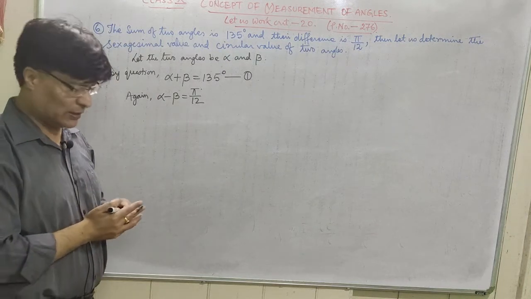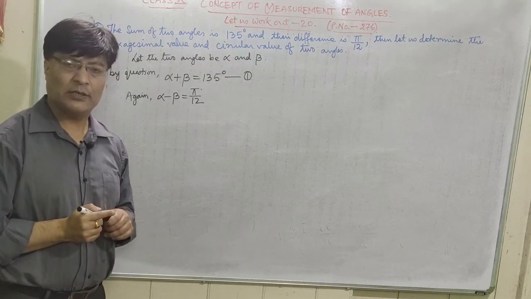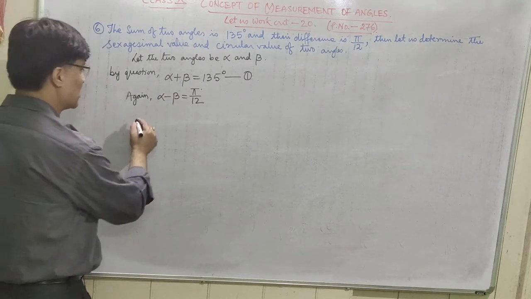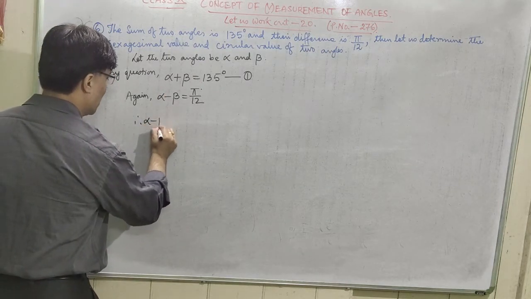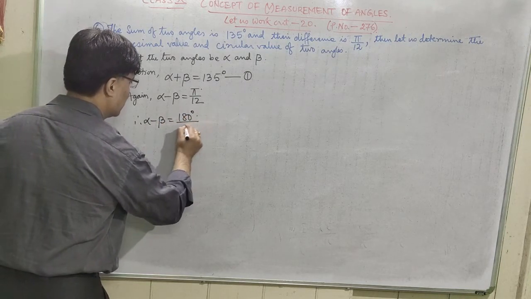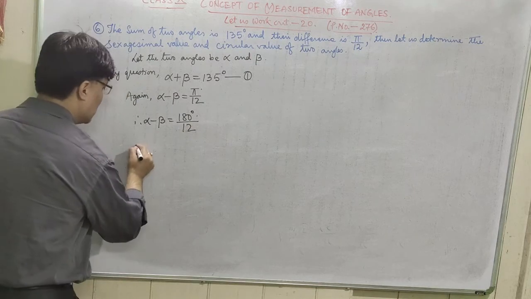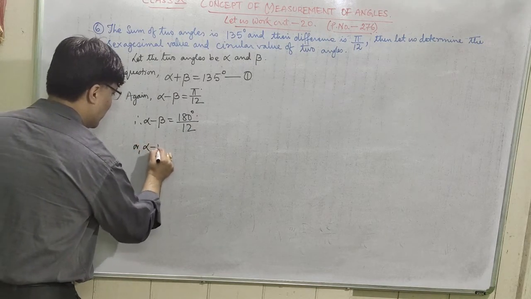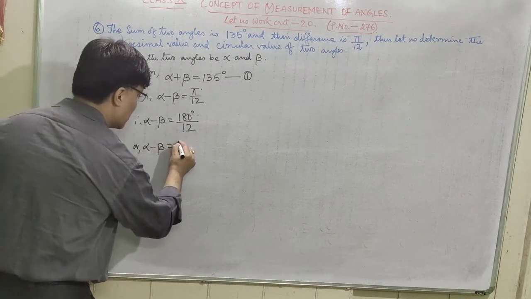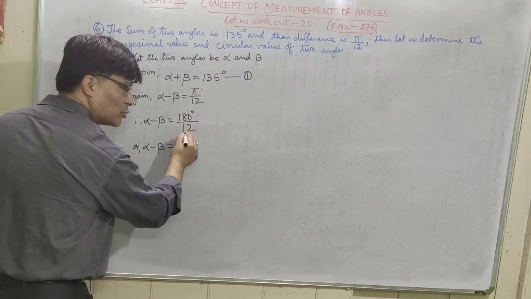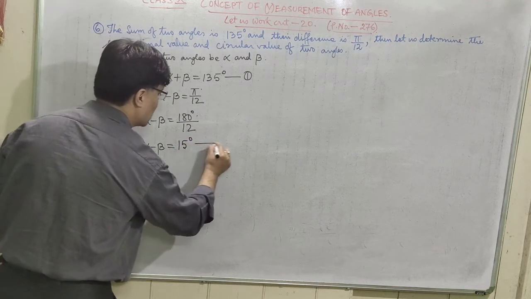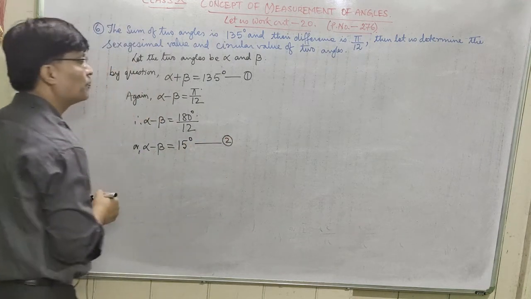Now this is given in terms of radian. You have to convert into sexagesimal system. Therefore alpha minus beta is equal to pi means 180 degree divided by 12, isn't it? So alpha minus beta is equal to, you can cancel it or you can divide it. 12 ones are 12, 18 minus 12 is 6, 60, 12 fives are 60, 15 degrees. So this is equation number 2.